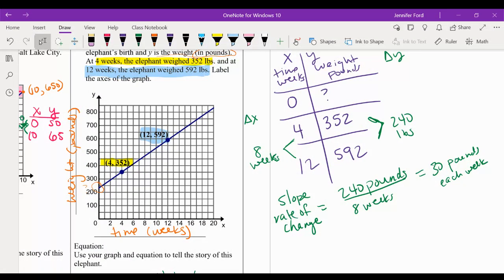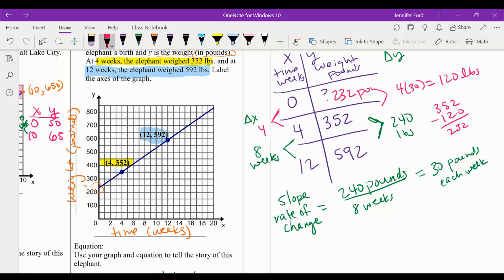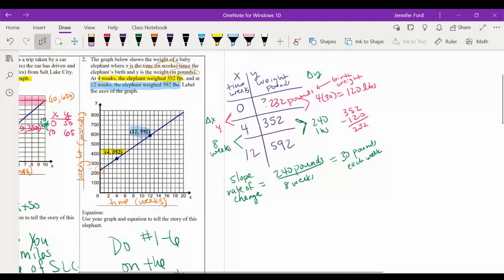So then I can use that information. Let's move to this color. So in 4 weeks, it will have grown 4 times 30, because it's 4 weeks and 30 pounds every week, which is 120 pounds. So 352 minus 120 would be 232. So 232 pounds. And this tells me it's the birth weight. Okay, so let's see if that helps us do the rest of this problem.